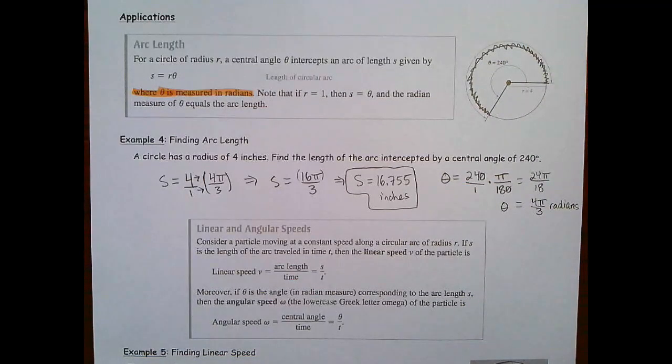So that would give us how long that would actually be, which is kind of cool, because in a standard way, what it's doing is taking that curve right there, straightening it out, and then measuring it. So in that case, if I straighten this out and measured it with a ruler, it would be 16.755 inches.